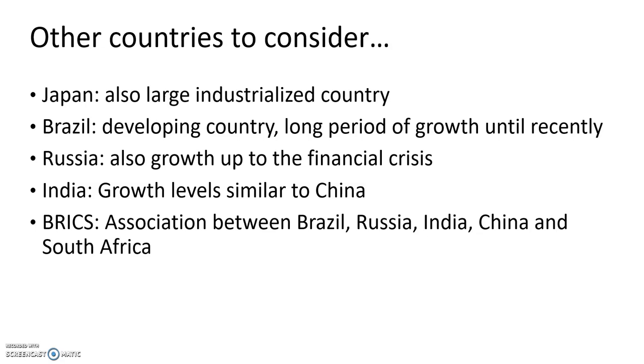Other countries to consider. This concludes our world tour. There are many other regions of the world we could have looked at, such as Japan, which is also a large industrialized country, Brazil, which is a developing country and showed a long period of growth until recently. Russia also grew up to the financial crisis. India's growth levels were similar to China. And then BRICS is an association between Brazil, Russia, India, China, and South Africa.